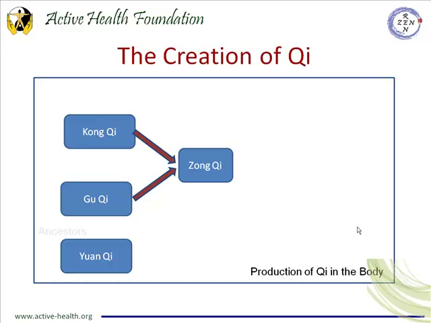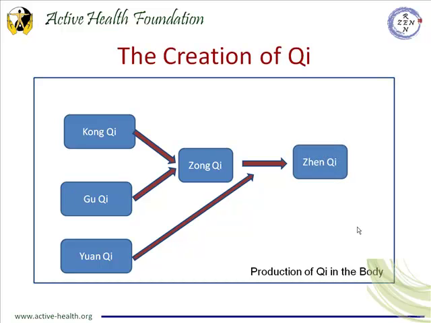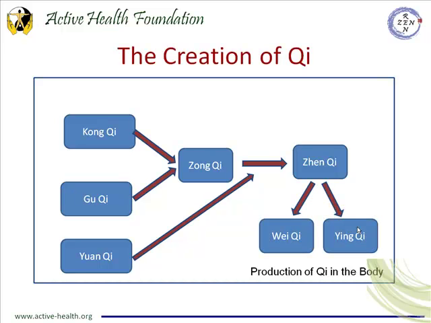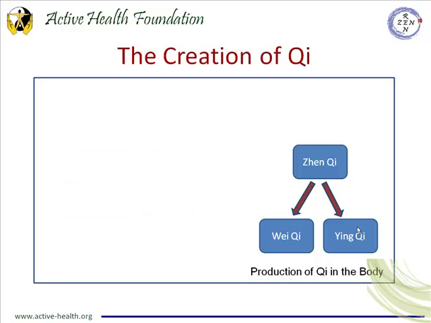essence, which then acts on the Zong qi and transforms it into Zhen qi. Zhen qi comprises, in treatment, of Wei qi and Ying qi. We look at those a little bit later on. So Zhen qi, or upright qi of the body, comprises of Wei qi and Ying qi. And this is the creation of qi.